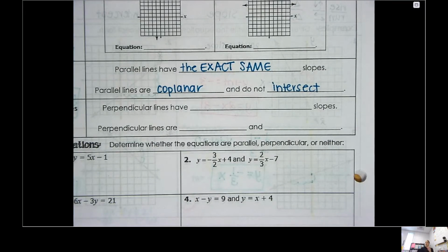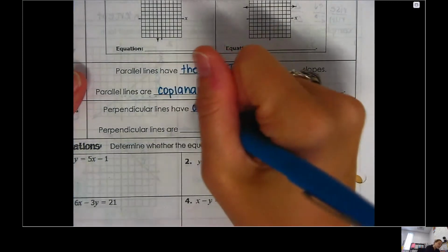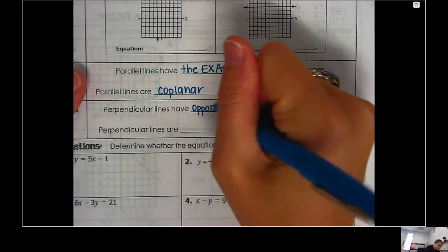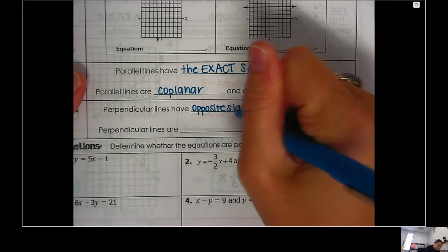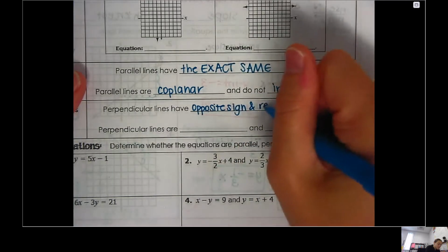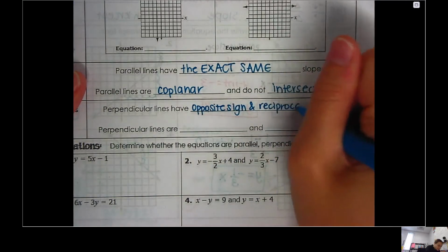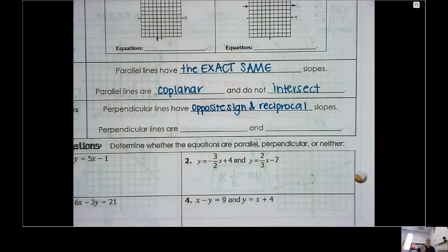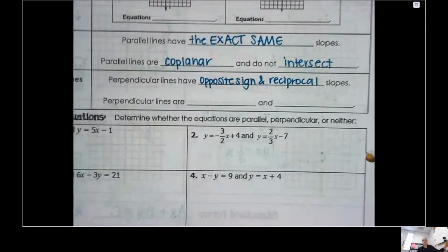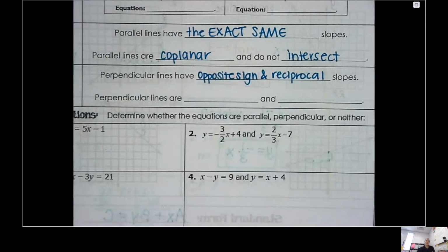Perpendicular lines, so parallel looks like this. Everybody look at me. Parallel. Perpendicular looks like this. Makes a T. Parallel, perpendicular. Perpendicular lines have something called opposite sign and reciprocal slopes. Reciprocals. Anybody heard that word before? No. A few of us, okay. Opposite sign and reciprocal slopes. I'll show you what that means in a second.